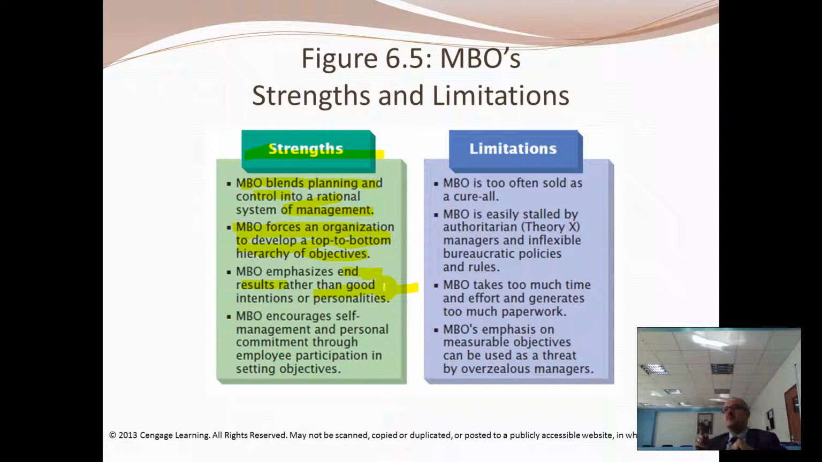Do you guys know Theory X managers? There are Theory X managers and there are Theory Y managers. Theory X managers are those managers that have in the back of their mind the idea that employees by nature are stupid, lazy, they don't like to work. If you don't kick them every day to work, they will not work. Does this remind you of a manager you know? Yes. Okay, I understand. It doesn't work with them, MBO. Those people who are very bureaucratic, it doesn't work with them. It works more with Theory Y managers.